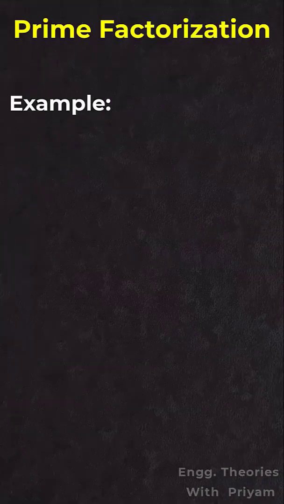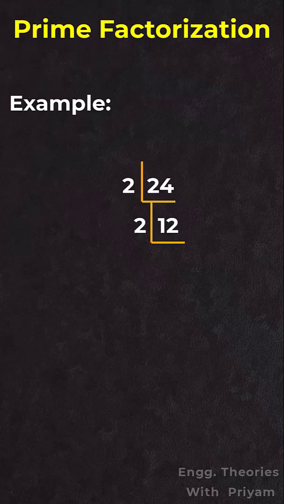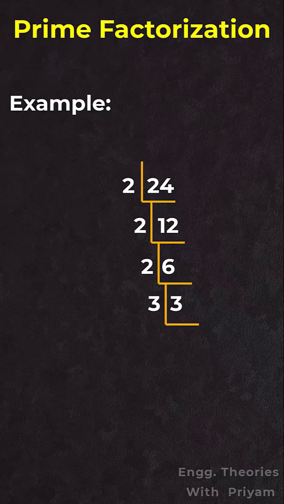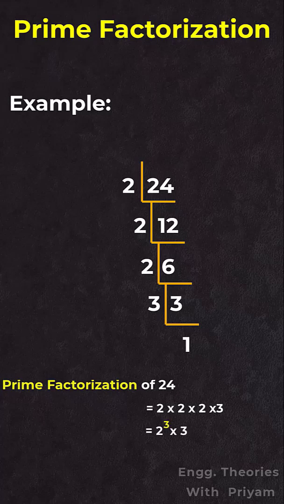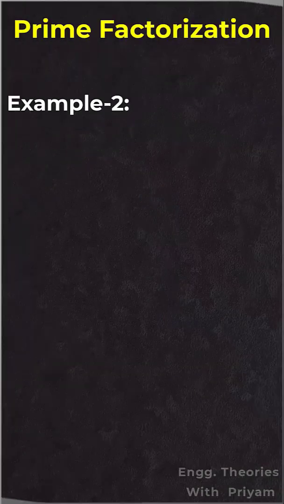Let's see an example with the number 24. Divide 24 by 2, which is the smallest prime number, to get 12. Again, repeat the process to get 6 and 3. Finally, 3 is a prime number, and as we divide this 3 by 3, which is another prime number, we get 1, so we stop. So the prime factorization of 24 is 2 raised to the power 3 times 3, or 2 to the power 3 multiplied by 3.